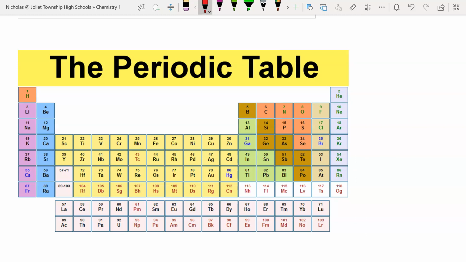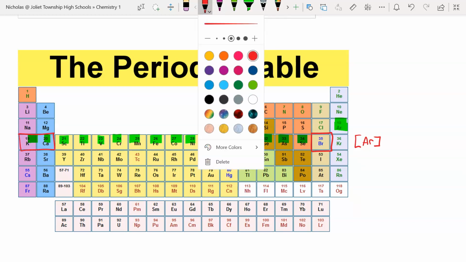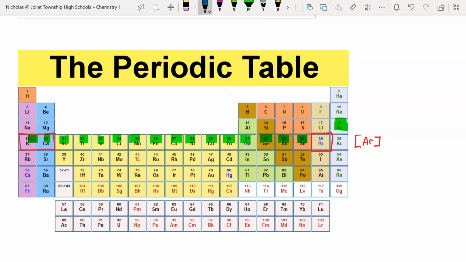Okay, so bromine on the periodic table. Bromine is Br. So let me again highlight everything between bromine and the noble gas. Bromine's pretty far to the right, so there's a lot we have to make sure that we hit. So again, we're going to start with argon. Okay, so from argon, we have an entire S block that we have to include. And then we also have this entire D block that we have to include.